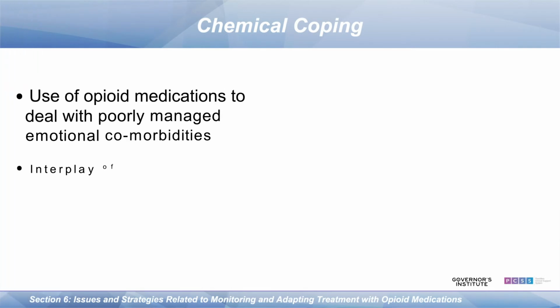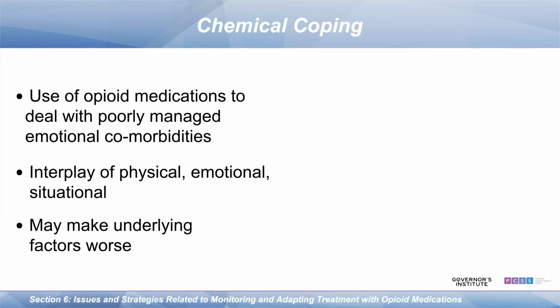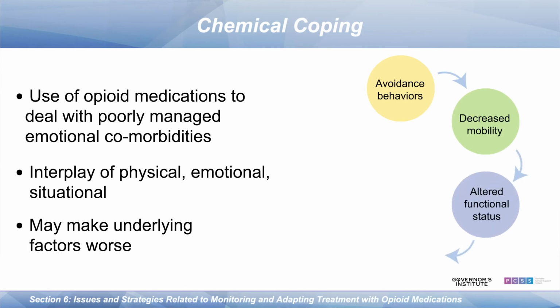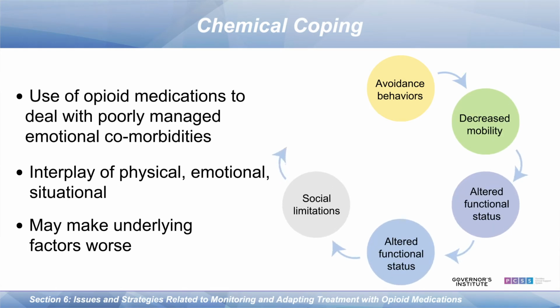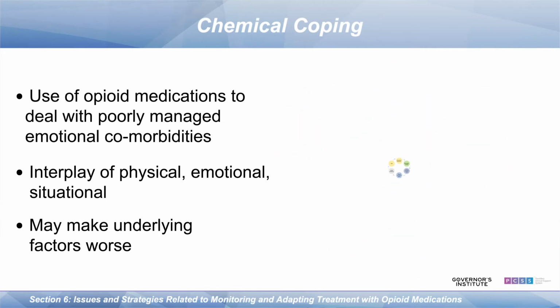Another common domain of opioid misuse is so-called chemical coping, that is, the use of opioid medication to help deal with poorly managed emotional comorbidities, particularly mood disorders like depression, anxiety, and agitation. Intervening with chemical coping may be relatively straightforward or quite complex, since chemical coping can represent a complex interplay between physical, emotional, and situational factors.